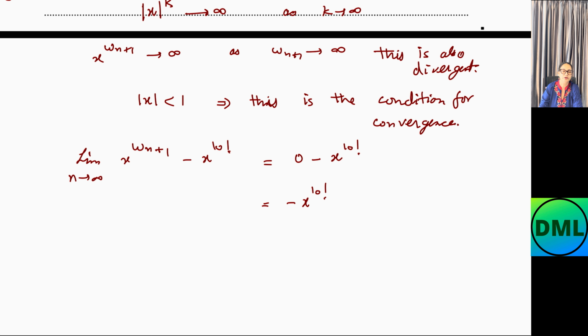If it tends to infinity, what will be our value? Our value will be negative x raised to the power factorial 10. That's how you can solve it.